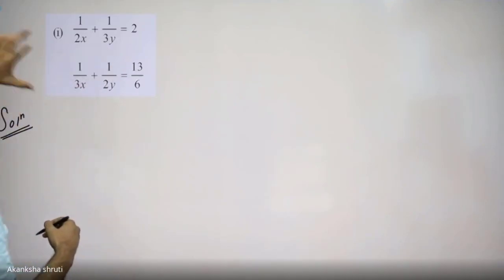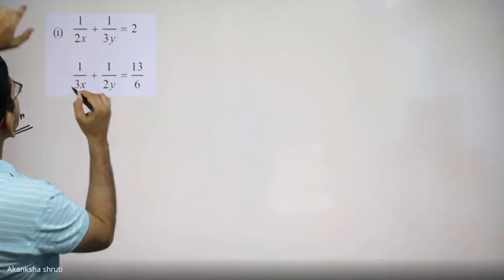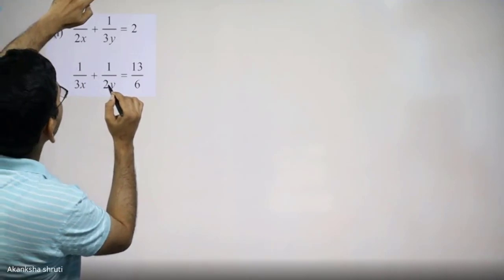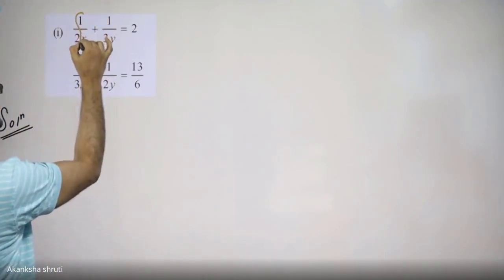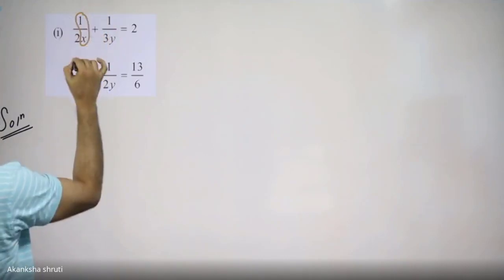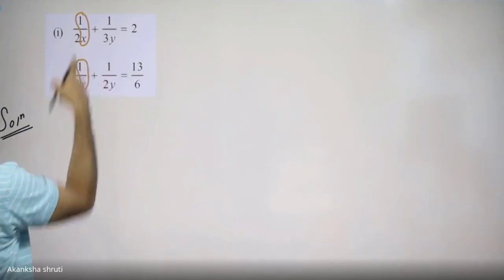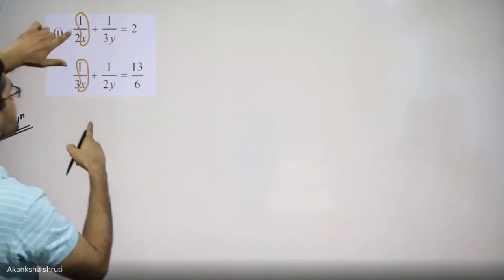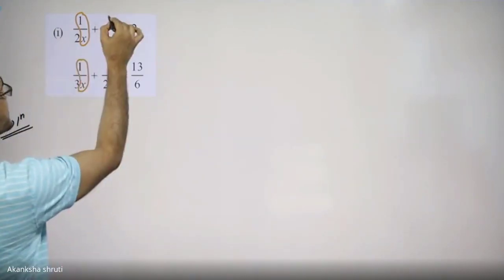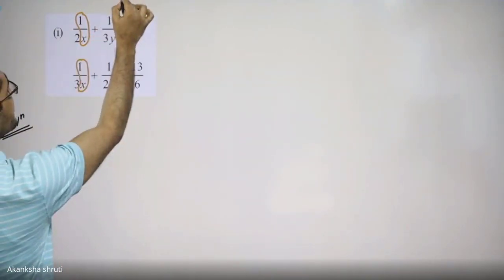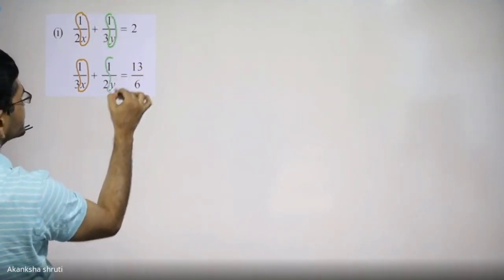Students, observe what is common in both the equations for the variable x and then for the variable y. Here for x we observe that x is in the denominator, so 1 by x can be taken common, because in the first equation it is 2 but in the second it is 3. So do not take this 2 or 3 with this x. For the second variable y, here we have this 1 by y.